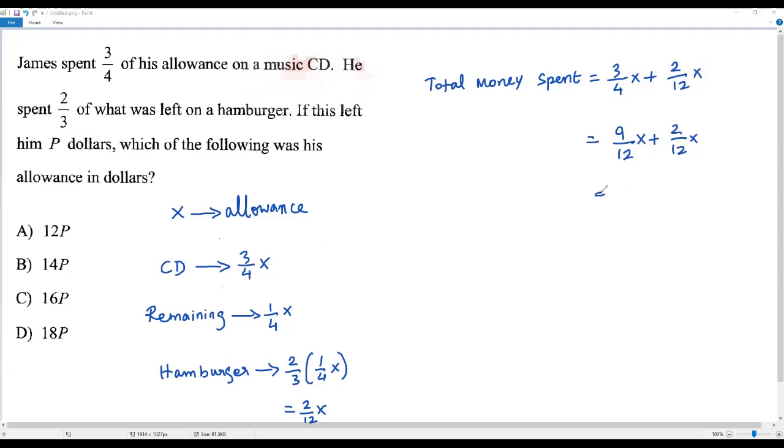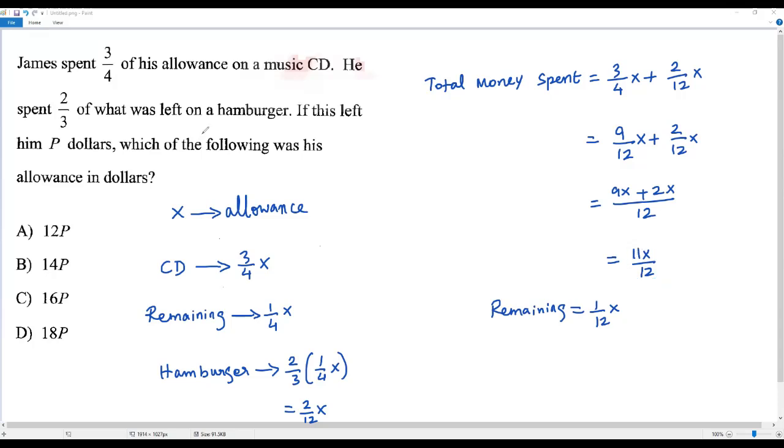Now we have the same denominator for both the fractions. So we can take the common denominator 12 and we have to add the numerators, that is 9X plus 2X. So when I do so, I'm getting 11X over 12. So the total money spent for CD and hamburger is 11 over 12 X. Okay, now let's find the remaining money. So the remaining is going to be 1 over 12 X. So 11 over 12 X is spent for both CD and hamburger. So the remaining is just 1 over 12 X.